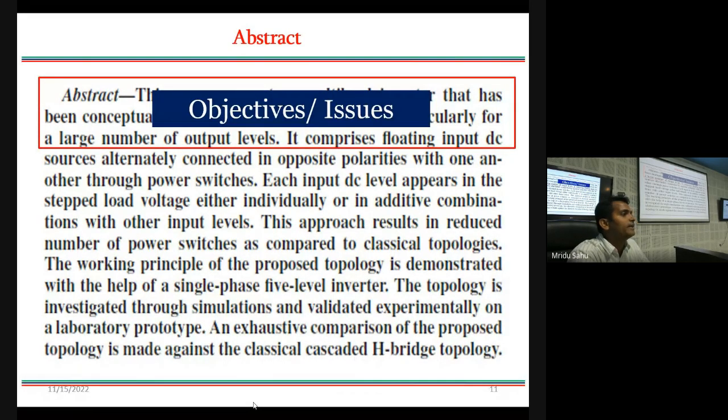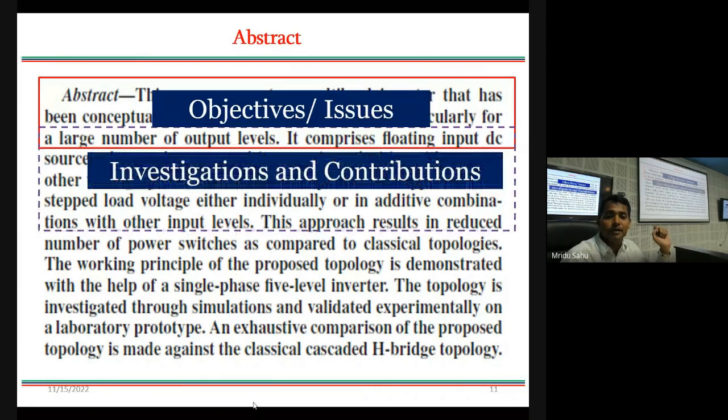You have to write it in the first few lines, meaning not more than 2 lines. You don't have many words to write in an abstract, at max 200 or 250 words. Within that, you have to give a complete glimpse of the manuscript that you're going to write. So the first part that you write is the objective or issues that you are addressing in your manuscript. The second part is the investigations and contributions.